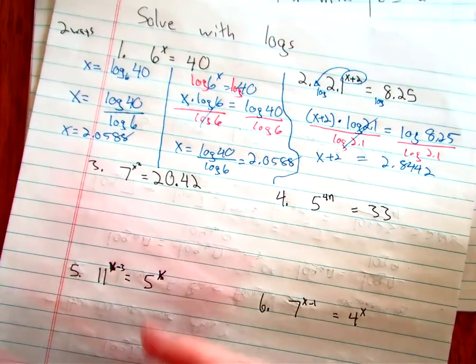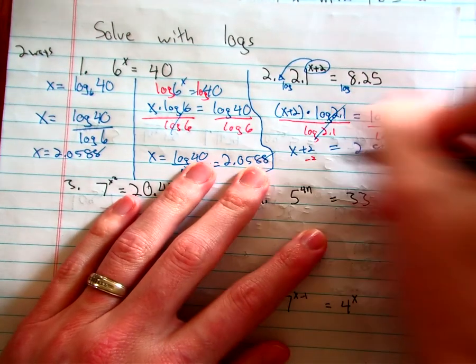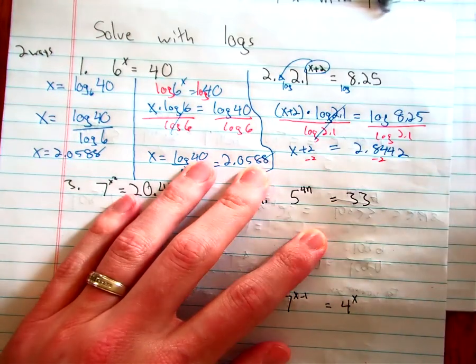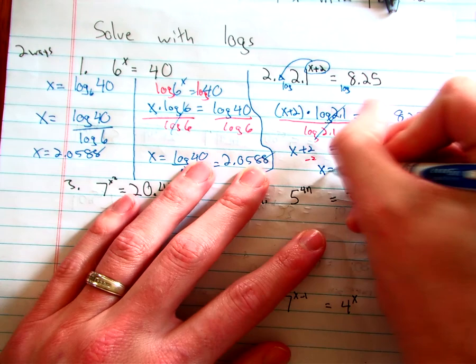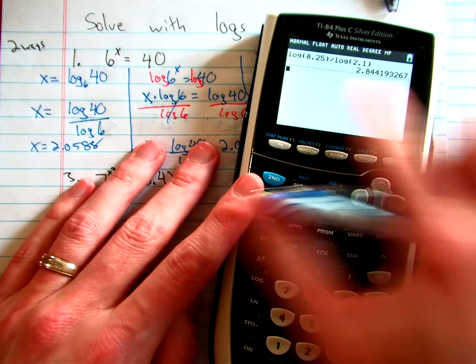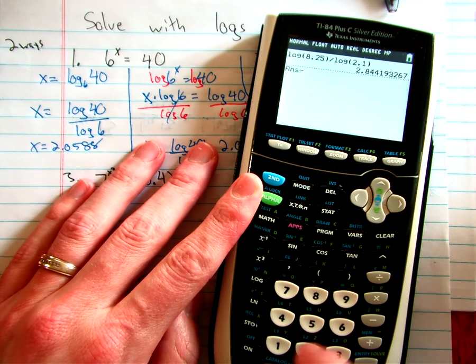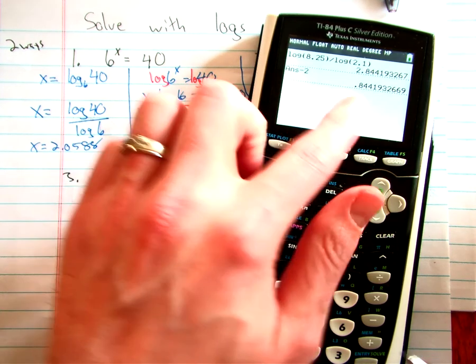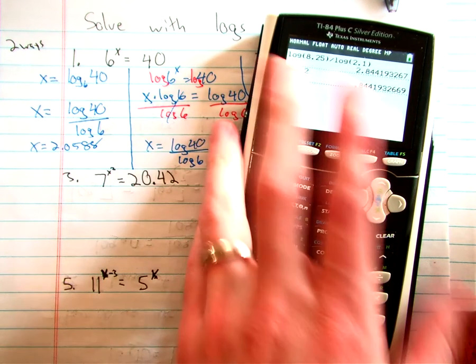Okay, and now we have to subtract 2. And we have x equals, now I'm going to type it in again over here. I left it on my calculator screen, minus 2. All right, and I should be getting 0.8442.